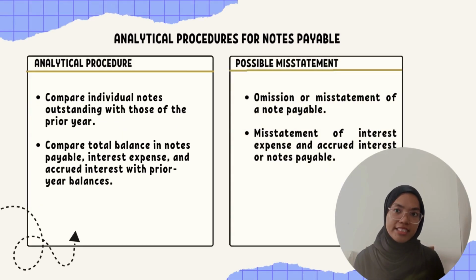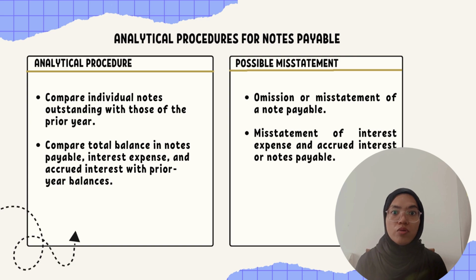And next, for analytical procedure for notes payable, compare individual notes outstanding with those of the prior year, and the possible misstatement is omission or misstatement of a note payable. And next, compare total balance in notes payable, interest expense and accrued interest with prior year balance, and the possible misstatement is of interest expense and accrued interest or notes payable. Let's start by comparing individual notes outstanding with those of the prior year.